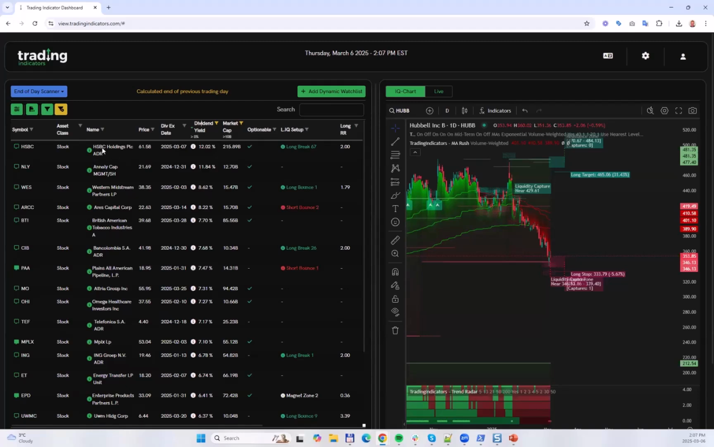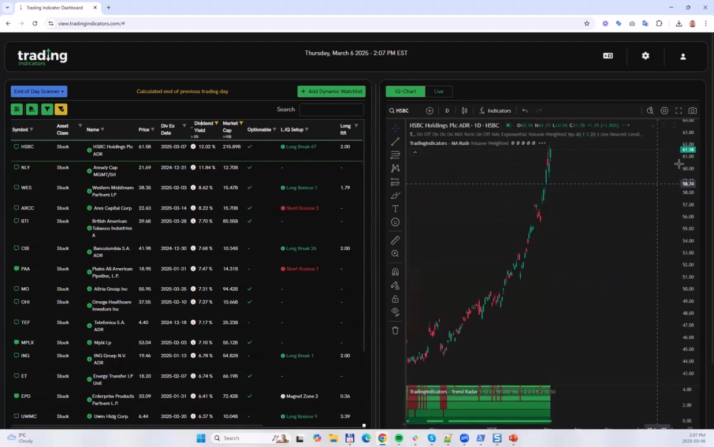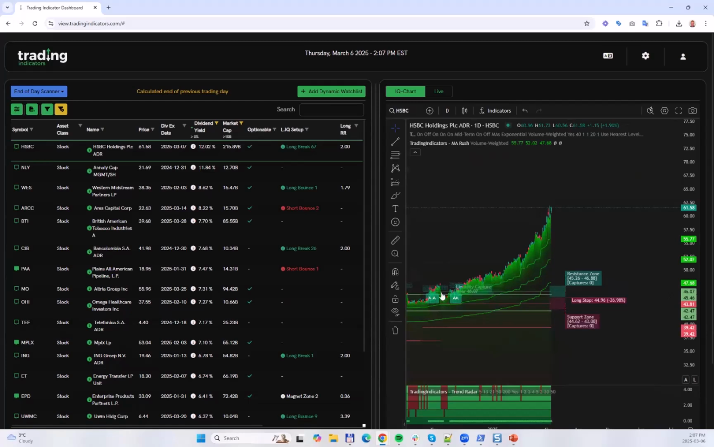HSBC Holdings PLC. It's a crazy stock. It's a very, very bullish stock. Look at this one. This is really parabolic. I'm not sure what's going on here with this stock. It's super bullish. And coincidentally, this stock has a really high dividend yield, or has had one the last 12 months. And the X-date is tomorrow.